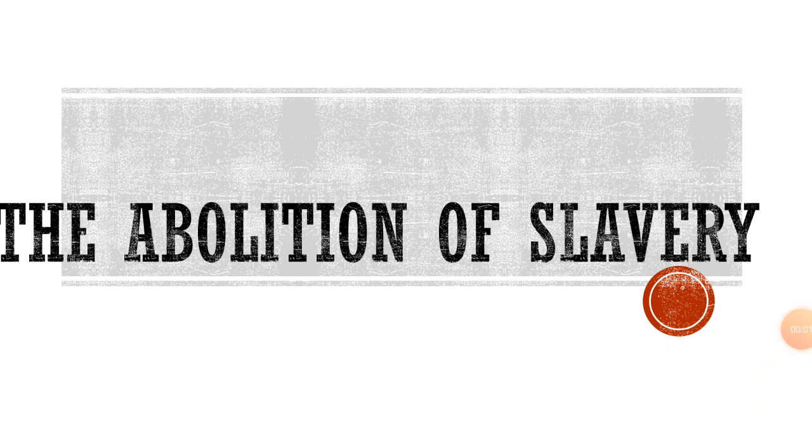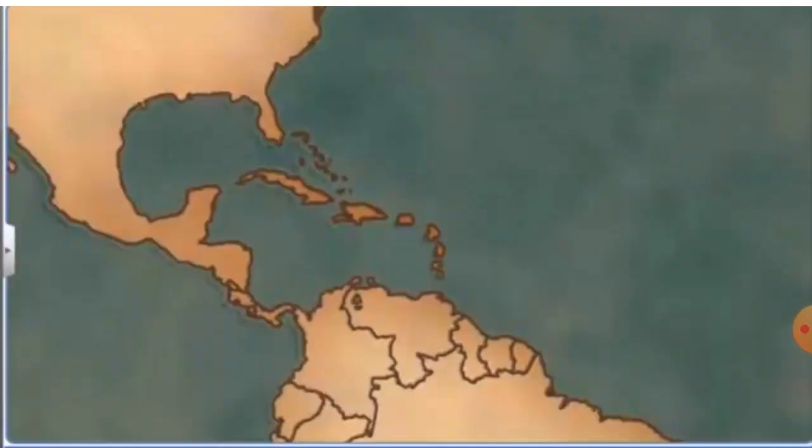Hello, students. Let's continue the fifth part of the chapter French Revolution. The fifth part is the abolition of slavery. One of the most revolutionary social reforms under the Jacobins was the abolition of slavery in French colonies.